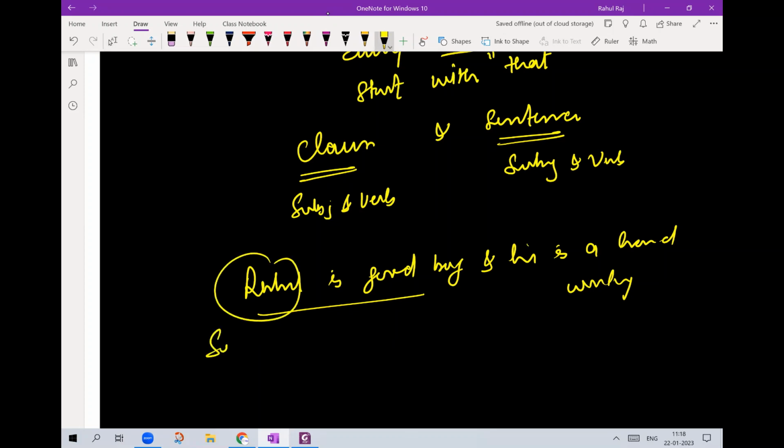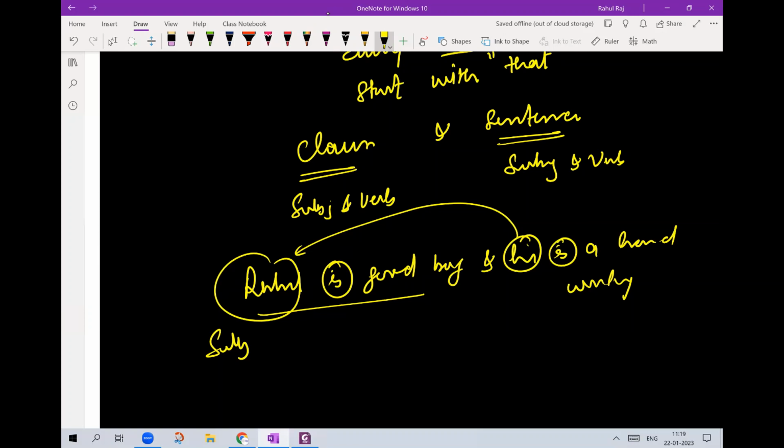Rahul is a subject over here. Is is a verb. He is a subject over here. Is is a verb. No doubt he is going back to Rahul itself, that's a separate thing. But in this clause, he is a subject, and he is nothing but denoting Rahul. Because you can't write a sentence, Rahul is a good guy and Rahul is a hardworking guy.